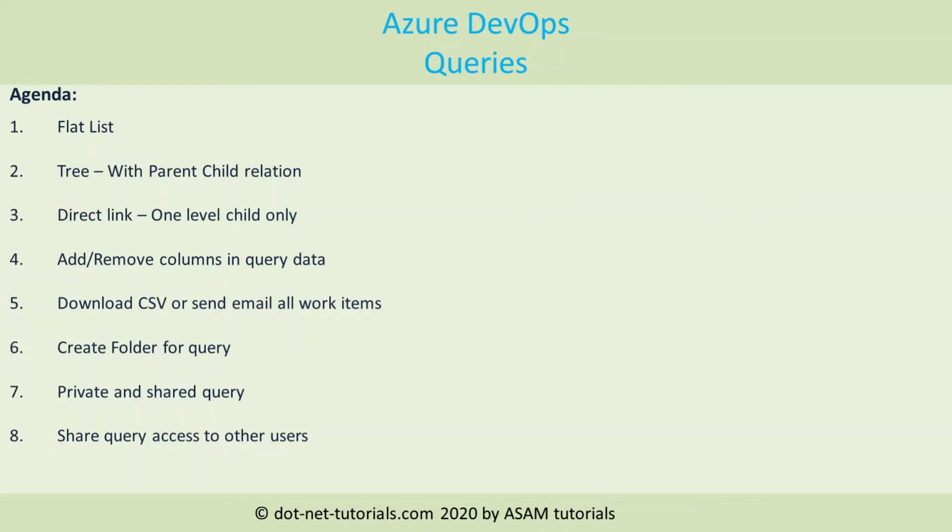Hello all, in this video we will see how to get work item data from queries. We will cover the following agenda. The first agenda is how to get the work item data in a single flat file. Flat file means there is no parent-child relation information in the data. It will be just a flat file, either bug or task, story, epics, anything. The data will be straightforward.